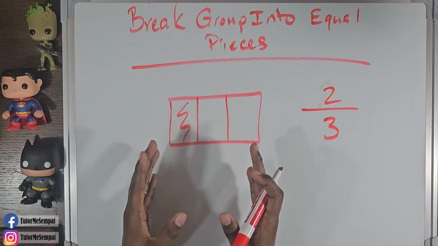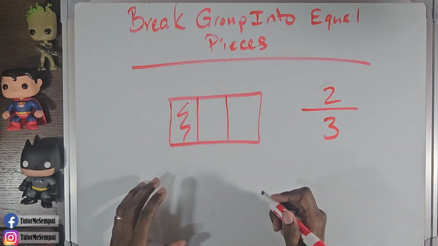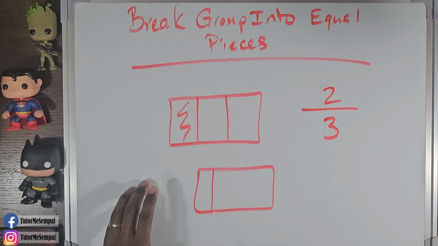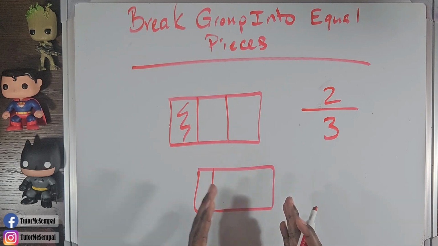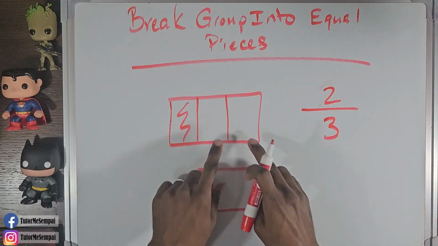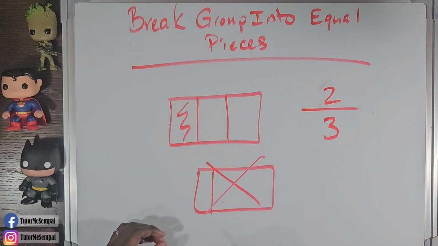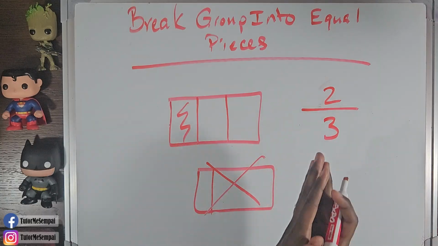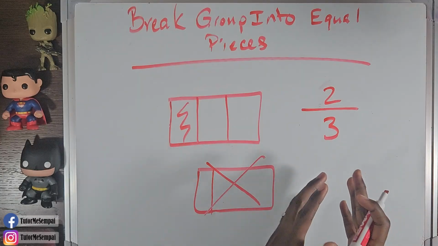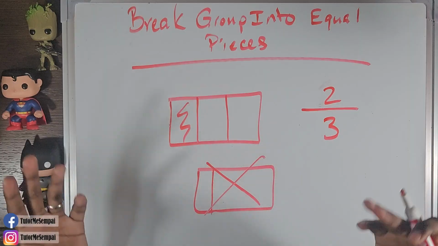You have to cut them into equal pieces. If you don't cut them into equal pieces, if you have a rectangle and it's like this, that is not going to help you find your fraction. Your fraction depends on all of the pieces being the same exact size. This is not going to work. Have them be the same exact equal pieces, the same exact sizes, equal pieces. You can transform one item into many items.